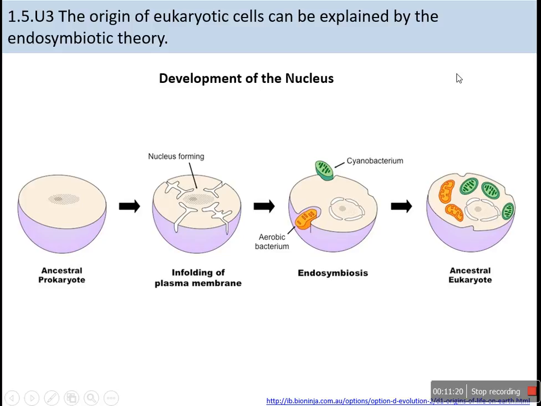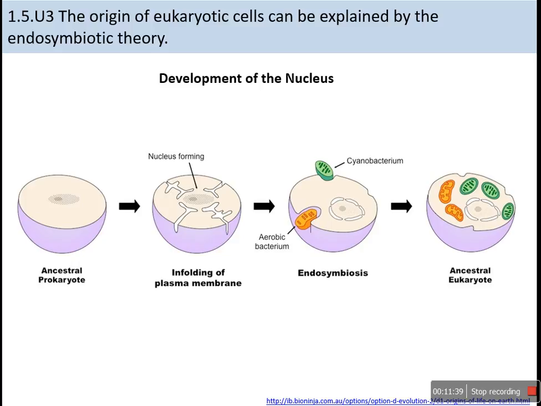Okay, guys, we are nearing the end of our video lecture on this topic, so just bear with us for a second. We've got the formation of the membranes around the different chemicals. Now we've got to look at the formation of the nucleus and where it developed from and how it developed.